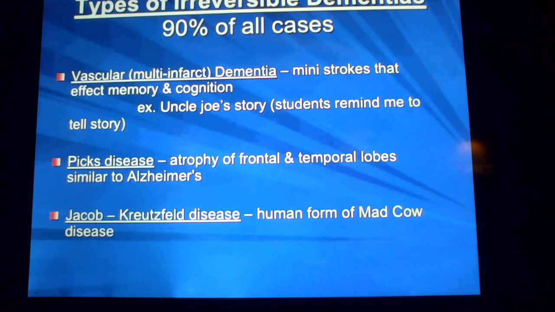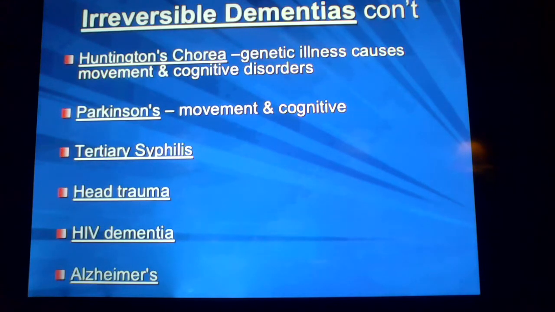This is caused by a prion. A prion is neither a bacteria nor a virus. It's a loose piece of DNA that just floats around and jams up the nerve cells. And it is not killed by cooking, so it's rather dangerous. Huntington's chorea is a genetic illness that causes movement and cognitive disorders. Parkinson's disease is also a movement and cognitive disorder illness. We spoke about tertiary syphilis. This is late-stage syphilis causing dementia. Head trauma, HIV dementia, Alzheimer's.